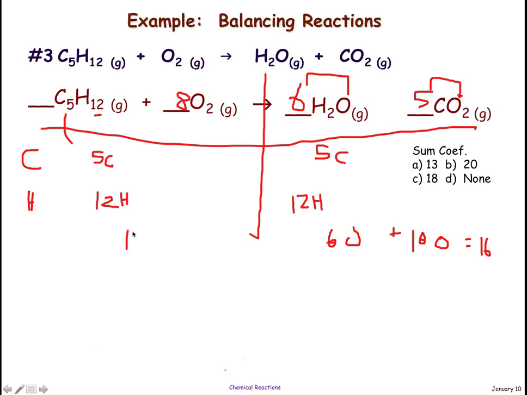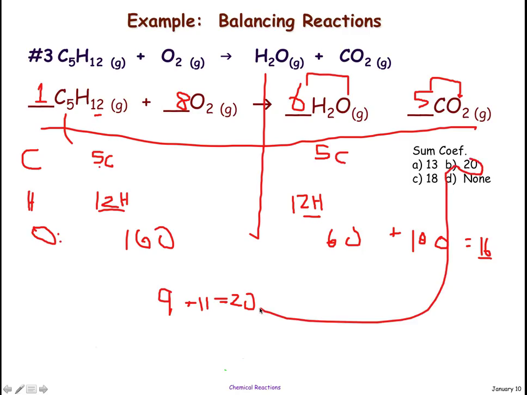You would have 16 oxygens here, 16 oxygens here, 12 hydrogens here, 12 hydrogens here, 5 carbons here, 5 carbons here. So when you look at the coefficient, there's a 1 right there. The sum of the coefficients would be 8 plus 1, that's 9, plus 11, that happens to be 20. So my answer for this question, what is the sum of the coefficients? It would be 20 right there.